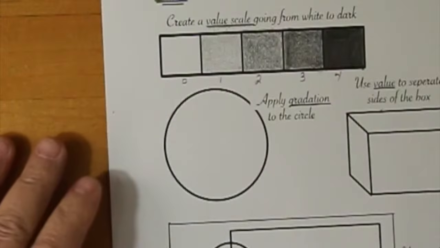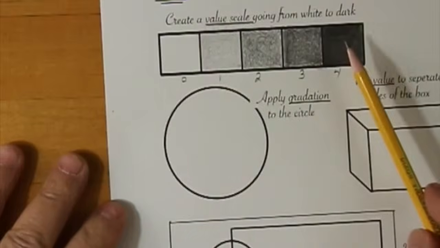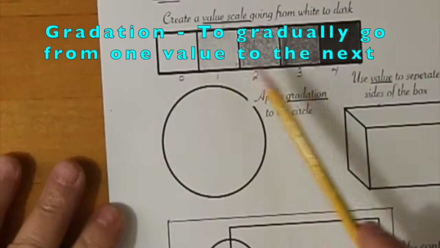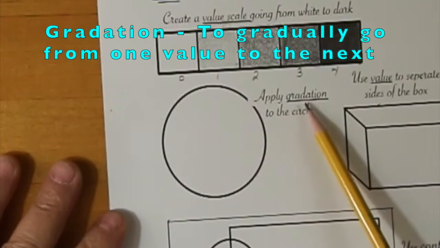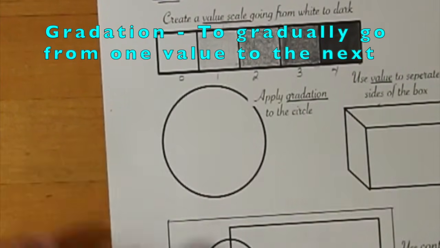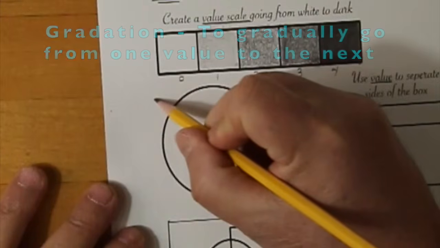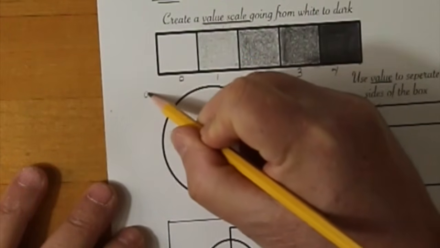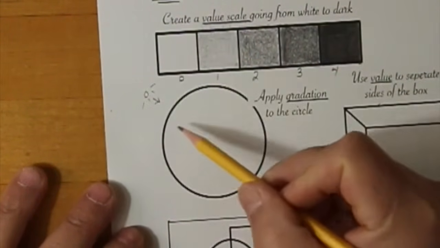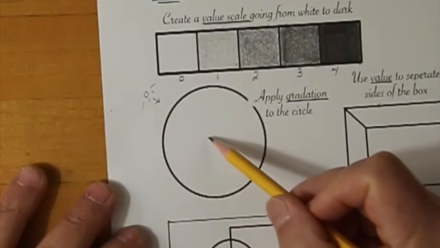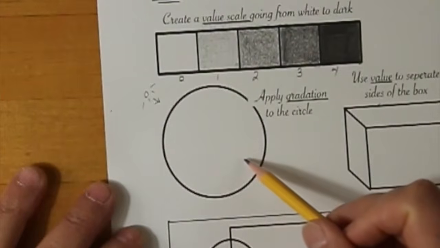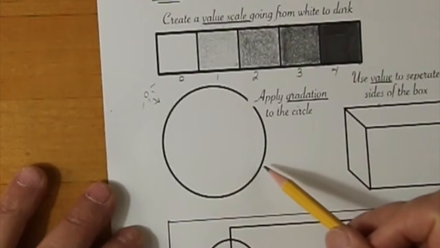Okay? Alright, once you have your value scale done, we're going to try to do the same thing, except we're going to try to do it gradually. That's called gradation. So we are going to start on this side. So let's pretend that our light source is over here. So I'm going to leave this area pure white, and as I go this way, I want it to get medium, then dark, and then by the time I'm on this side, I want it to get really, really dark.